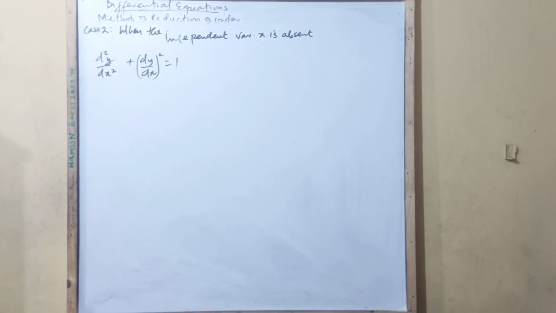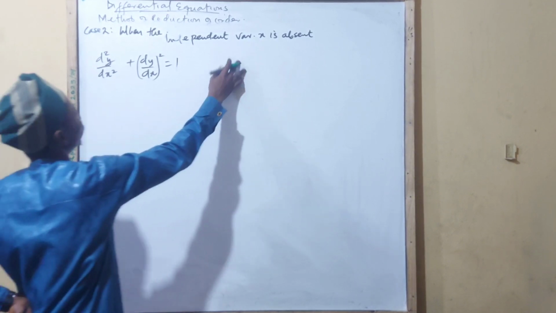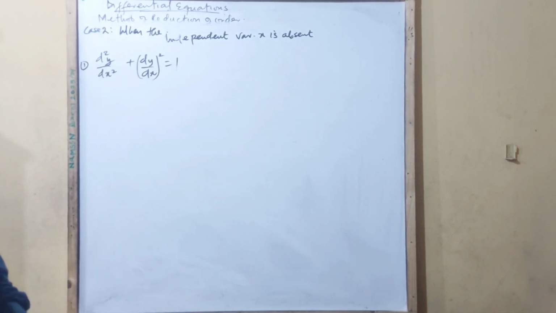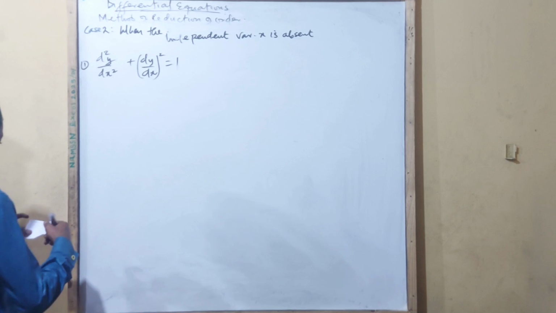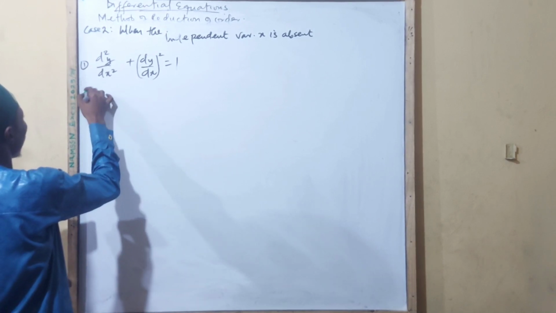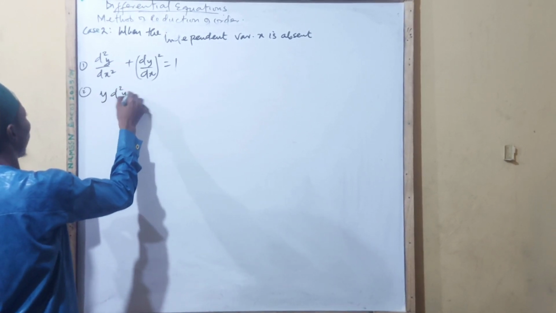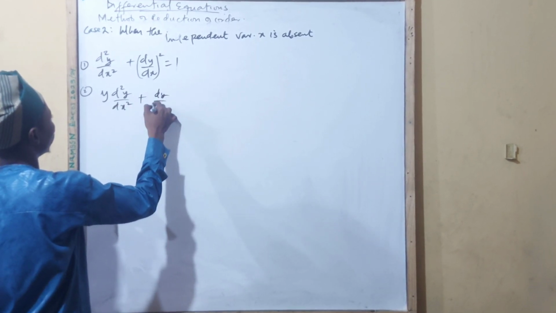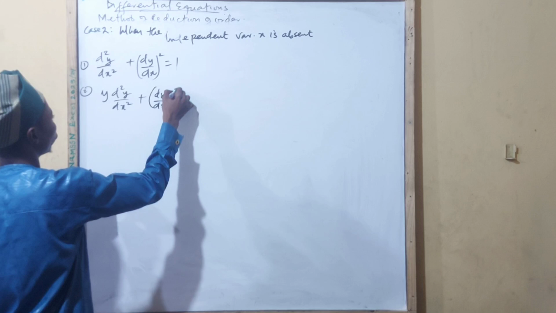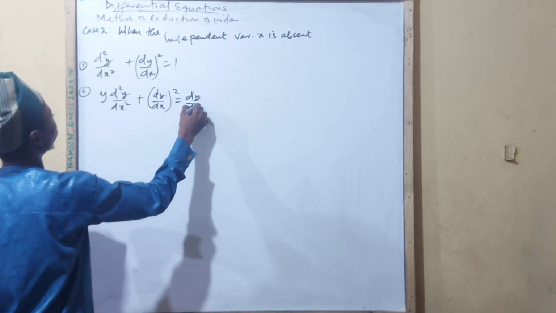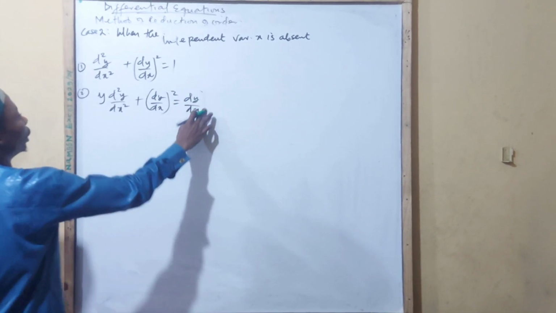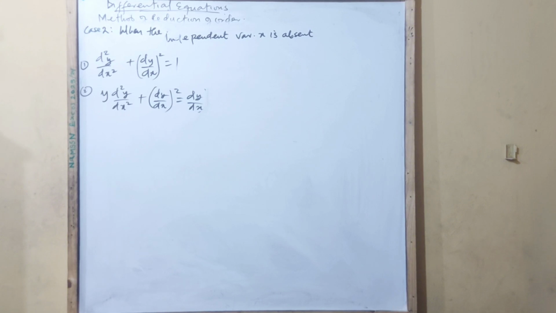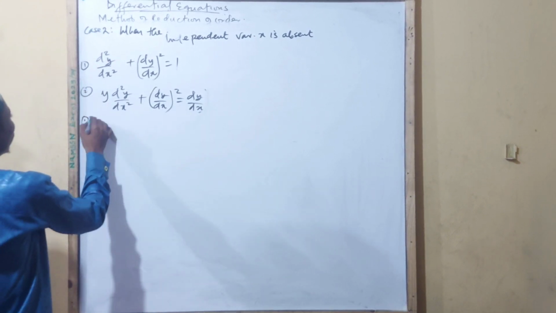So now how do I solve this? We start by saying, okay, let's say this is 1. Another example, suppose we have y, d squared y dx squared plus dy dx all squared equals dy dx. So look at this differential equation. You observe that x is not there, it's only y that is showing. So let's start by solving the first one, number 1.